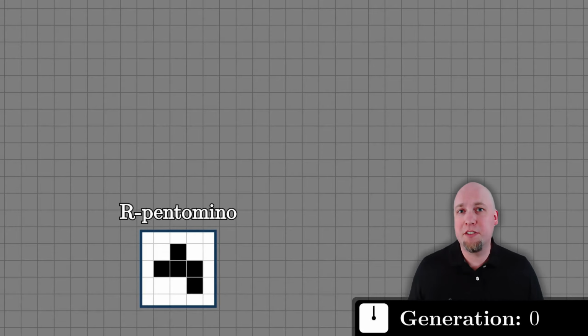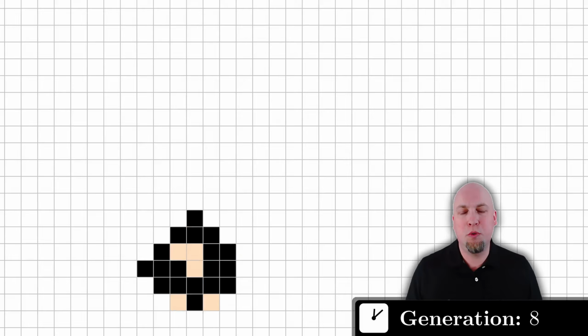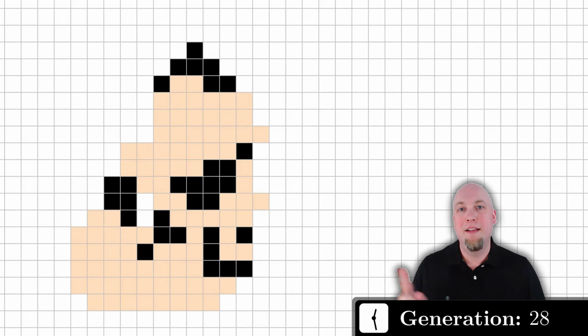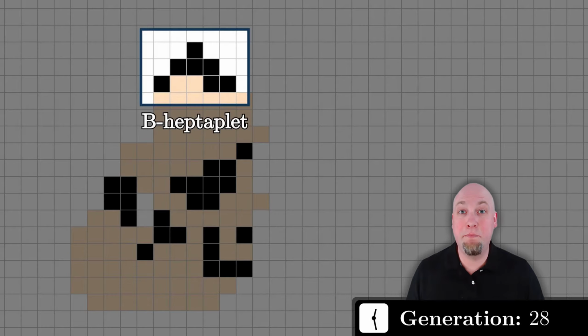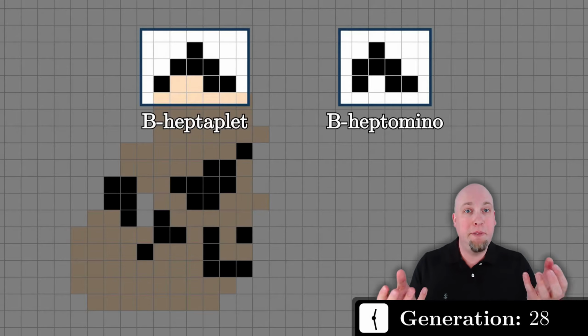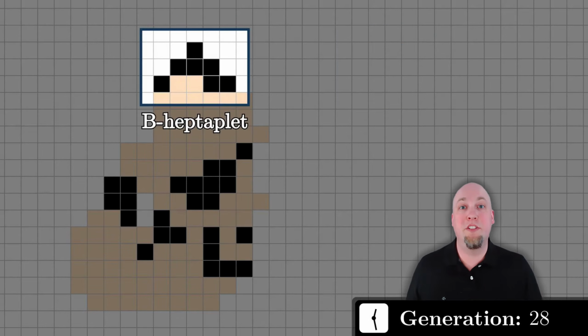This pattern's interesting historically because it's one of the first patterns that was found that explodes and seems to behave chaotically. So let's see what happens if we follow its evolution for 28 generations. This 7-cell configuration up here is called a B heptaplet, and for all intents and purposes, it's the exact same thing as the B heptomino that we saw in our previous video. After one generation, these two objects evolve into the exact same thing. So anything that you can do with one of them, you can do with the other.